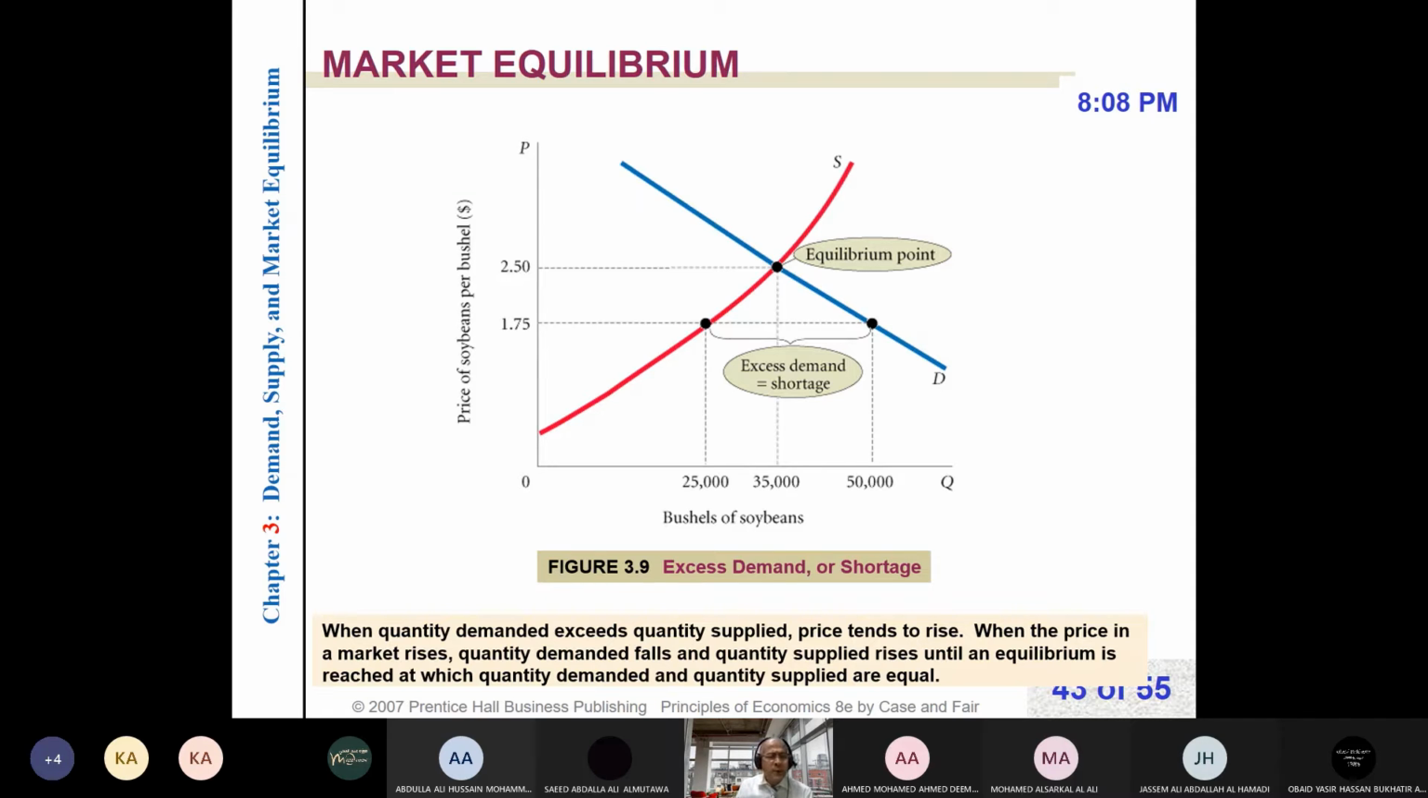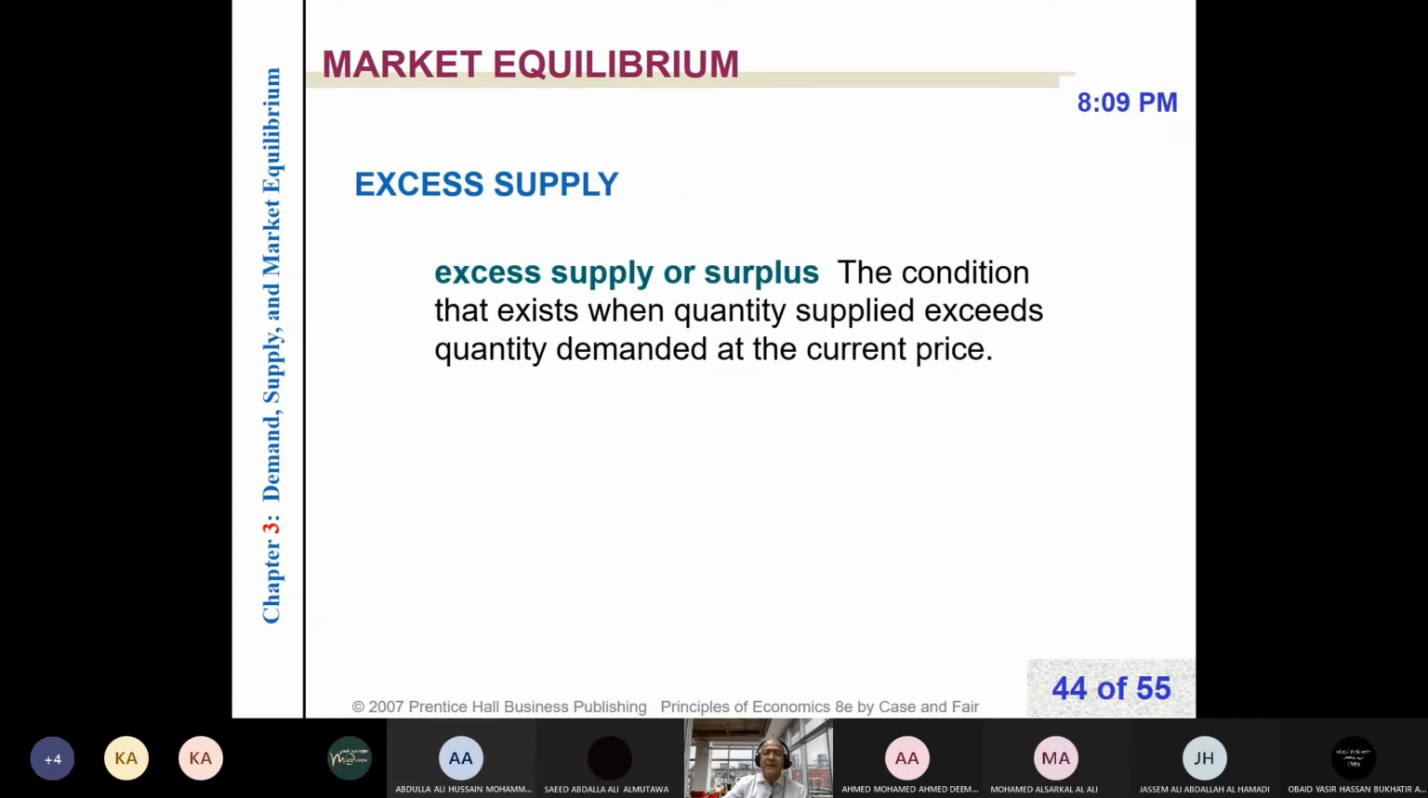And that's what usually happens in the markets. If there is a shortage of a product, the price will increase. As the price increases, quantity supplied increases and quantity demanded decreases till we reach equilibrium. And equilibrium refers to stability. So let's go back to Hamid Khalid. Hamid Khalid, can you read this?